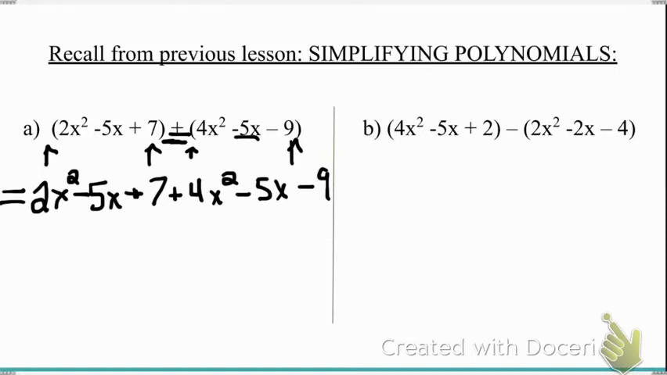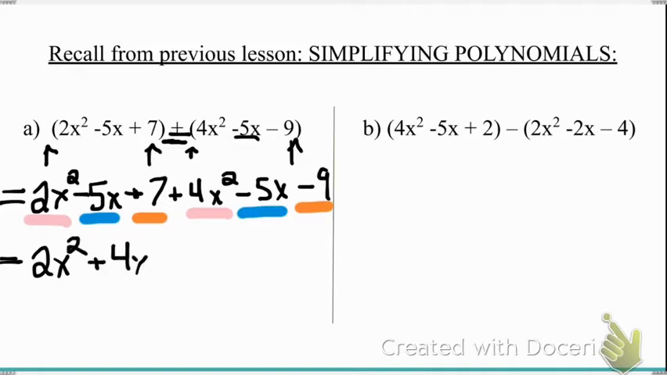Okay, we've got to collect our like terms. So we've got the 2x squared, and the 4x squared is a like term. And I've got the minus 5x, and the minus 5x is a like term. And then lastly, I've got the constant values of plus 7 minus 9. So we're going to rewrite it so that we put them together. So I've got 2x squared plus 4x squared, minus 5x minus 5x, plus 7 minus 9.